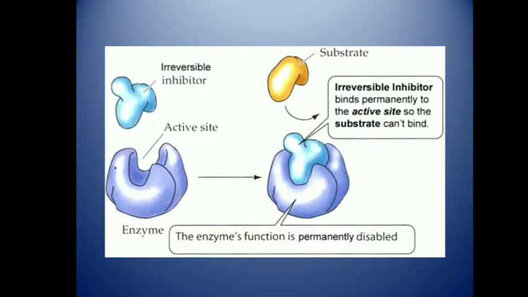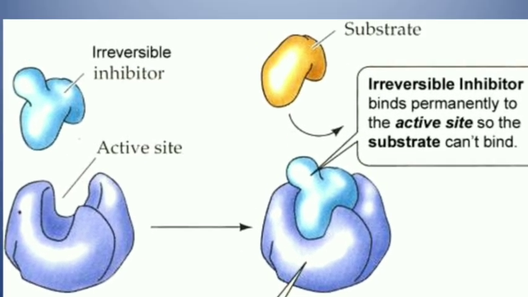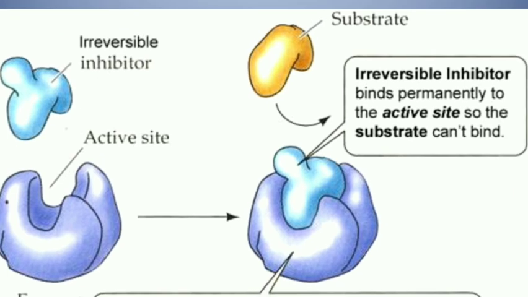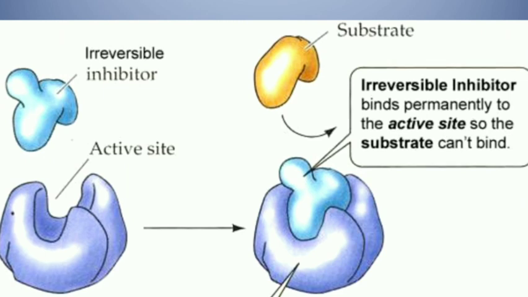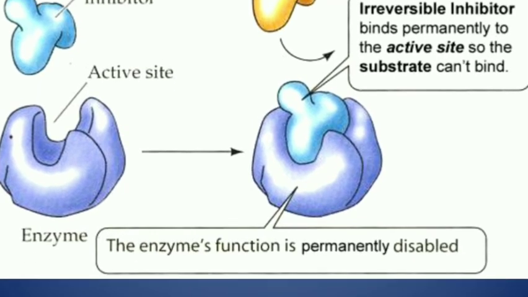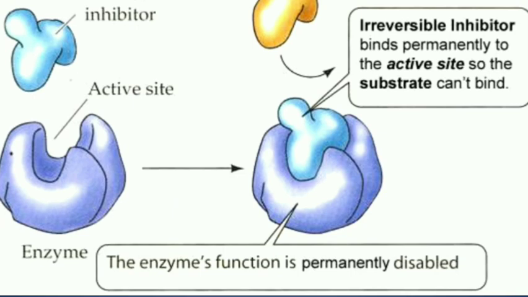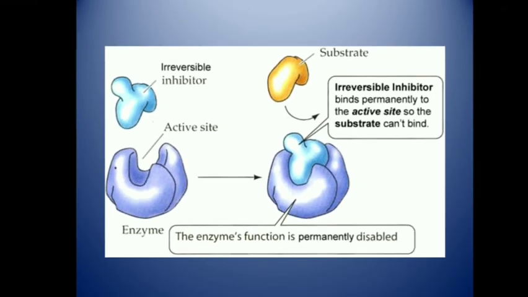If you see this slide, you will see the diagrammatic representation of the irreversible inhibition. Here you can see the purple colored enzyme with the active site, and here is the blue colored irreversible inhibitor. It binds covalently to the active site, and until and unless it leaves, the substrate will not be able to bind to the active site. As a matter of fact, it will not leave anyway, and therefore the enzyme's function is permanently disabled.